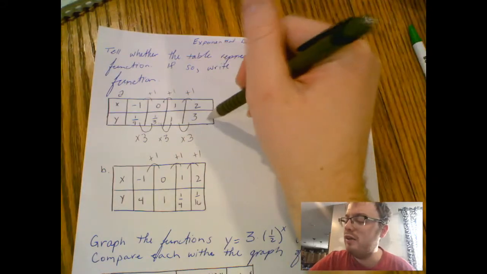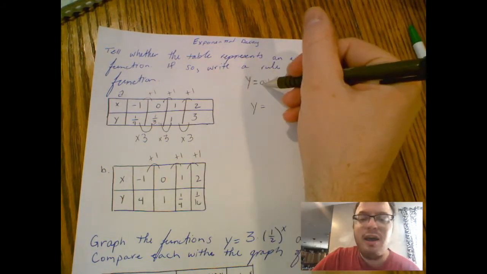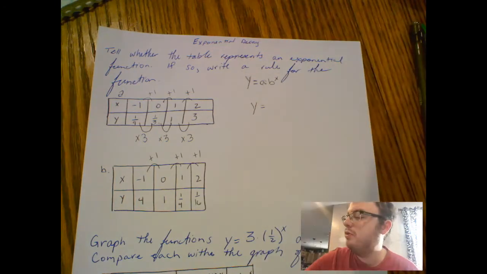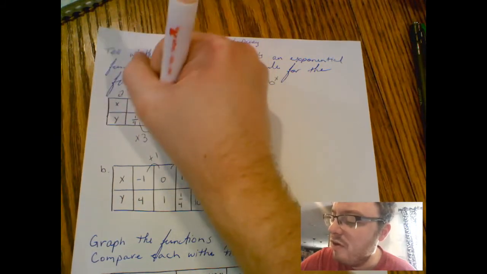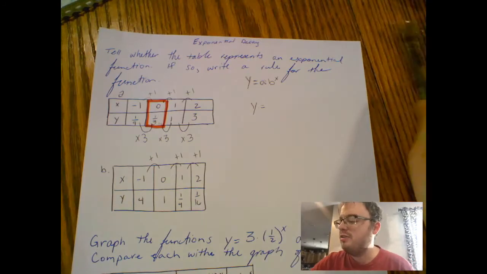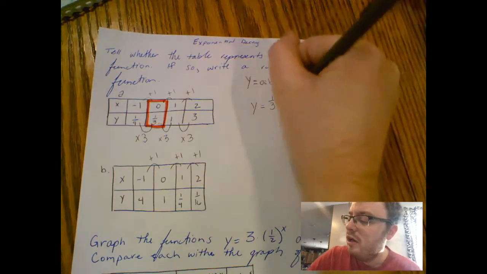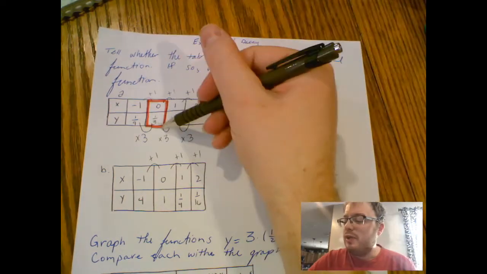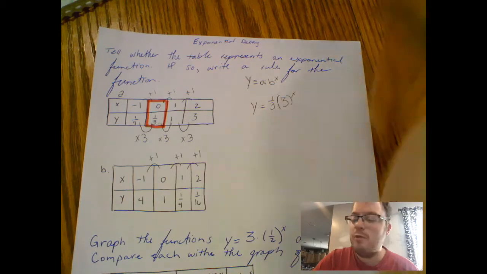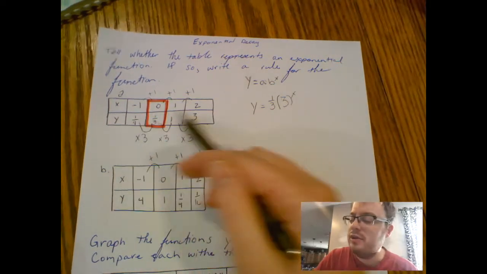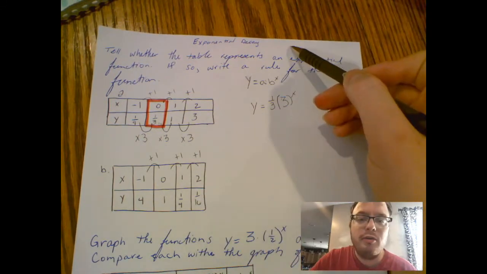If I were to write this as an exponential function, this would be y is equal to a, and remember a was the value of y when x was equal to 0. Well, x is equal to 0 here, so what's the value of y? That's 1/3, so my a value is 1/3. My b value is what we're multiplying each time, so b is 3, and the function is y = 1/3 times 3 to the x. As our x values increase, our y values increase, so our function is increasing.